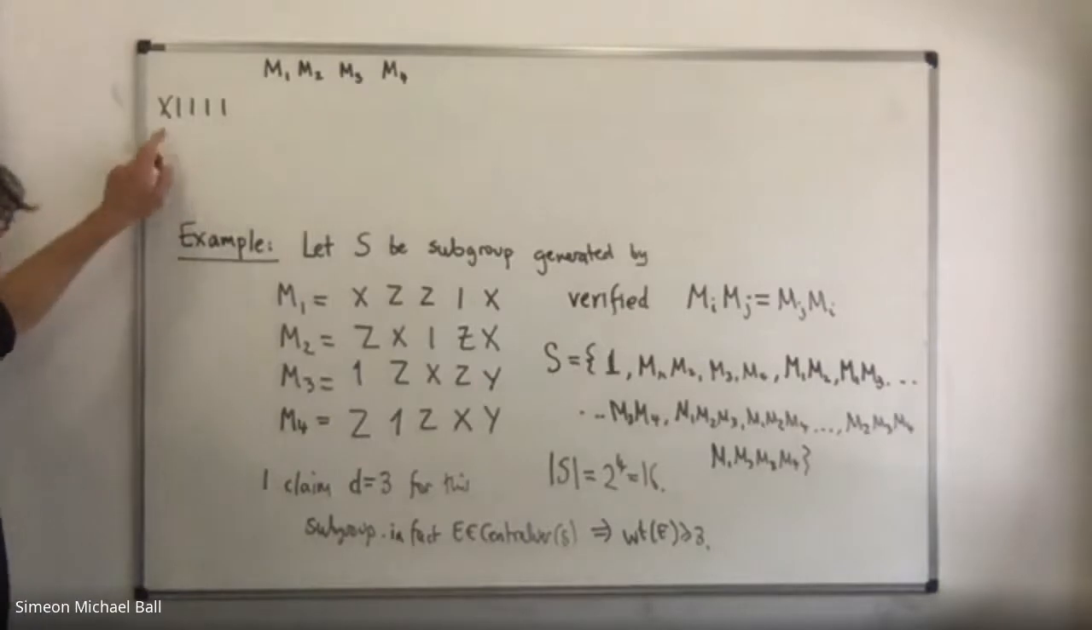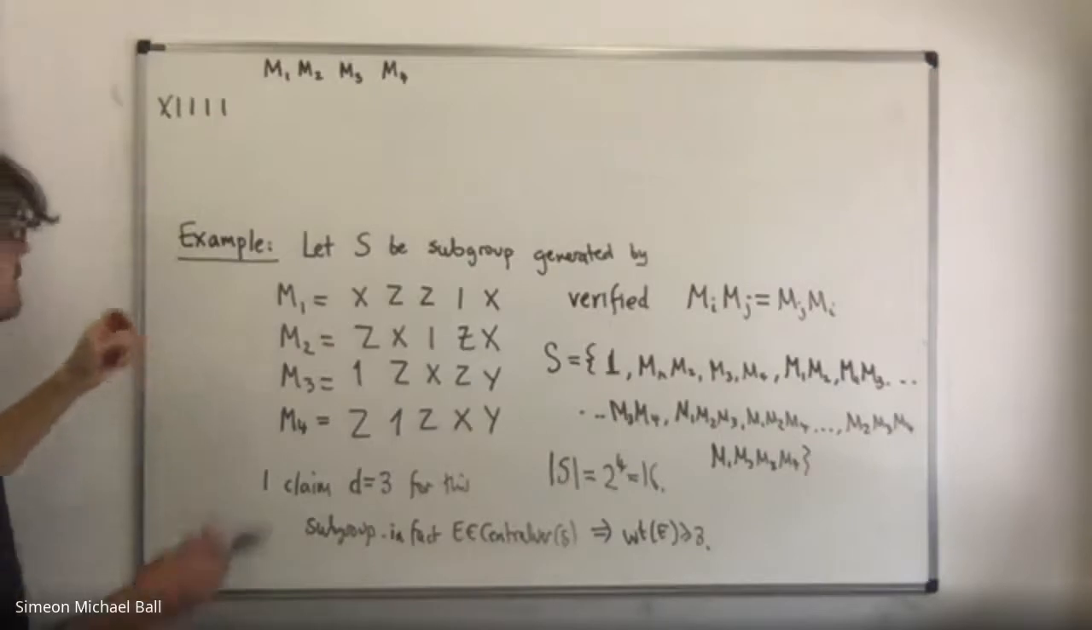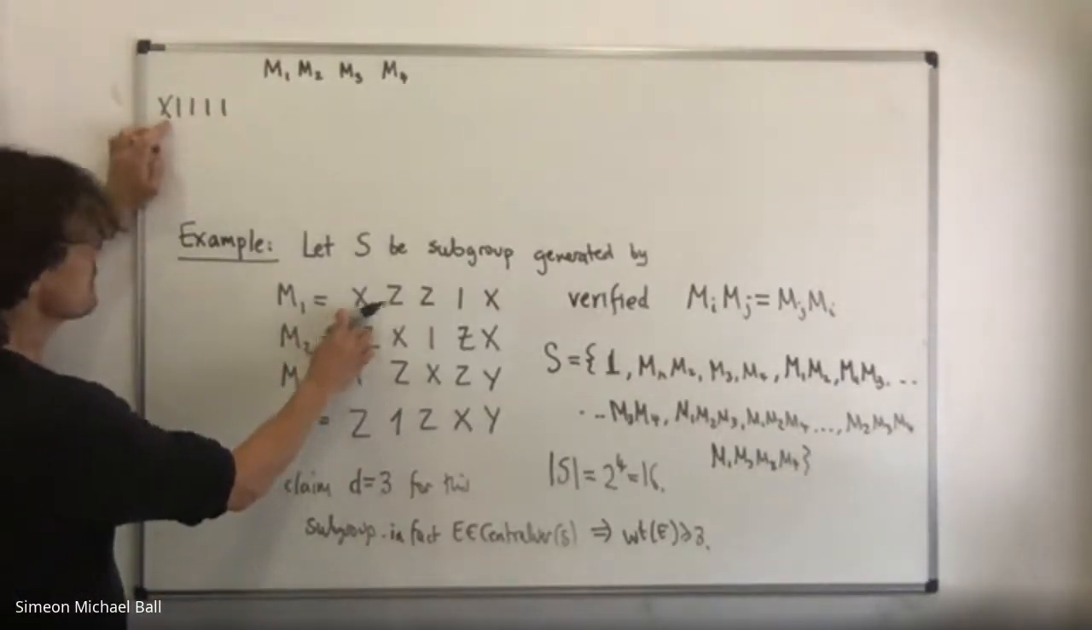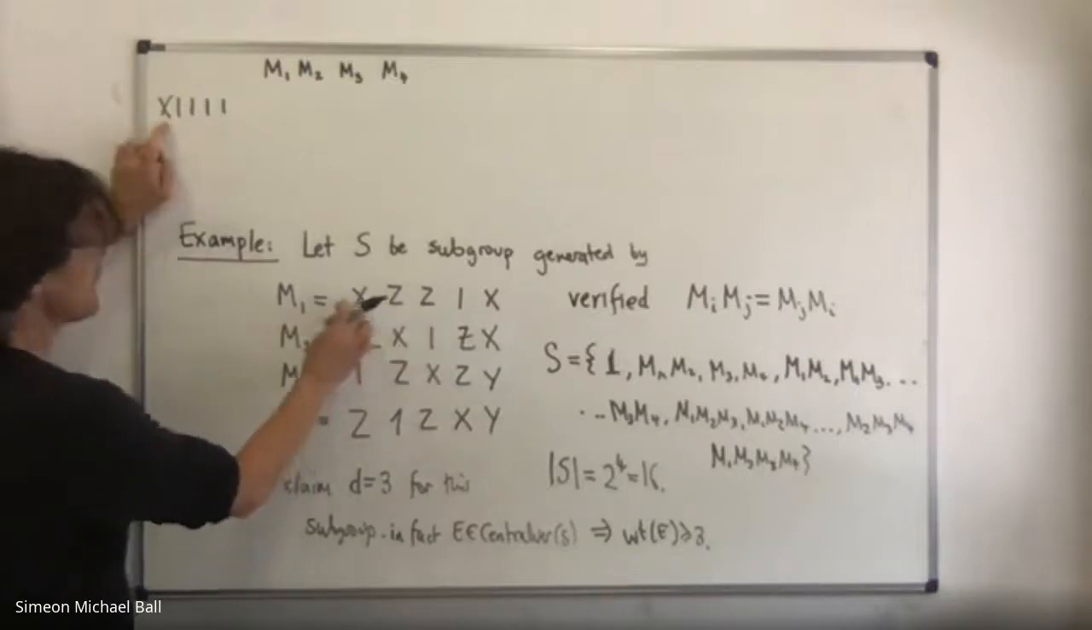Okay, so this then is not in the centralizer. It should not commute with one of them. So let's see which one it is. It does commute with the first one, because these are all identities here, and it has an X here.